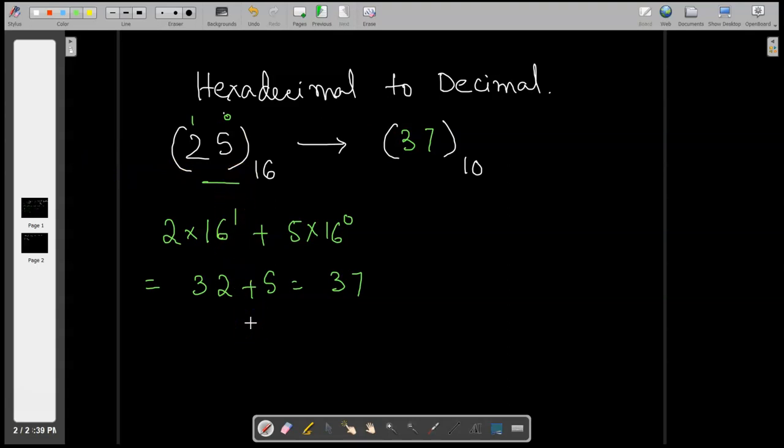I hope all these things are very clear to you. In our next topic, we will discuss binary coded decimal, binary addition, complements. In the coming topics, we will be doing all of these.